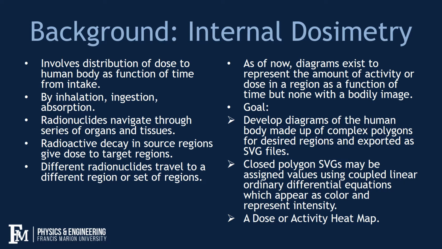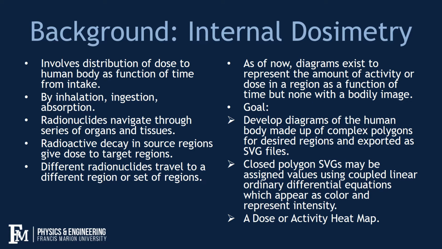And we know that different radionuclides, different materials, travel to different regions or sets of regions and affect the body a bit differently. So as of now, many in the scientific community have tried to make diagrams that represent the amount of activity or dose in certain regions of the body or in the body as a whole. Some of these are animated even, and we'll see that here in a bit. But none have been able to show the actual human body anatomically correct and have animations which really give us a good visual idea of where the material travels and how fast it travels through the body.